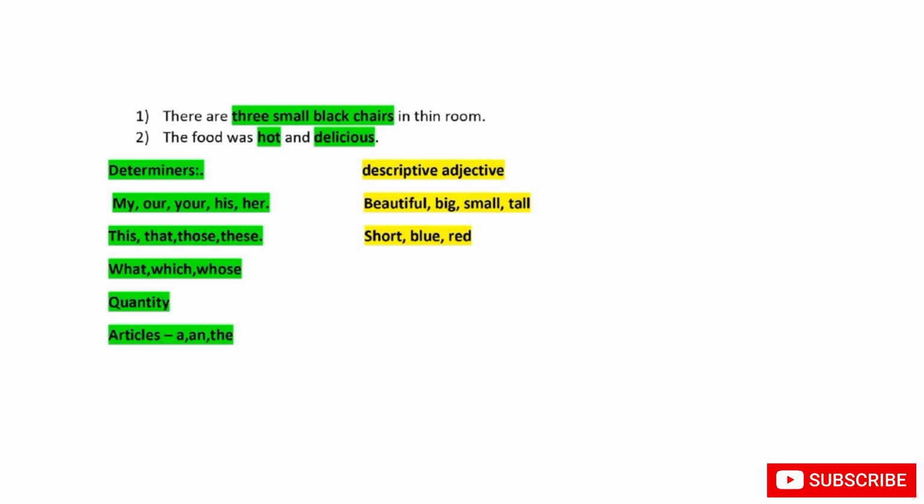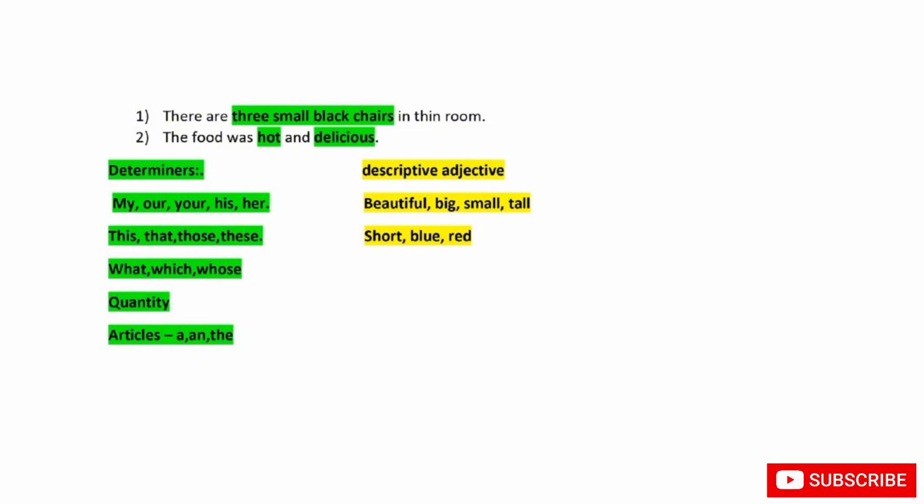For example, take a look at this sentence. There are 3 small black wooden chairs in this room. Focus on the noun chairs, and can you tell me which adjectives modify, that is, give more information about chairs? The adjectives are 3, small, black, and wooden. These adjectives answer questions like how many, what size, what color, what material, etc.